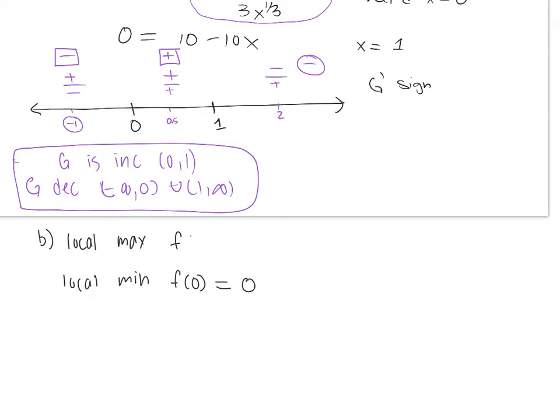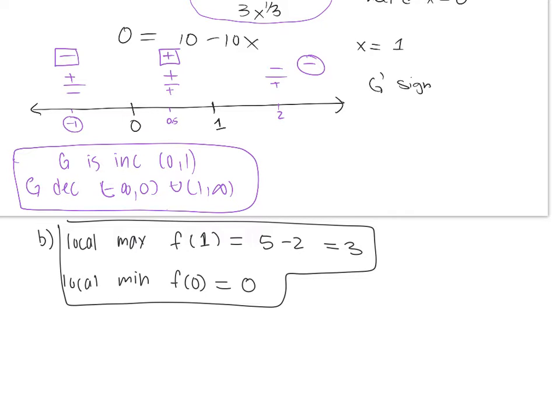And at 1, is there a local max? Yep, f of 1. And I believe that will equal 5 minus 2, or 3. If I want you to not find y, I'll say find x only. Does that make sense? Otherwise, I want you to find y. But if the arithmetic gets too tedious, I will ask you not to find y, and don't waste your time finding y if I say x only.